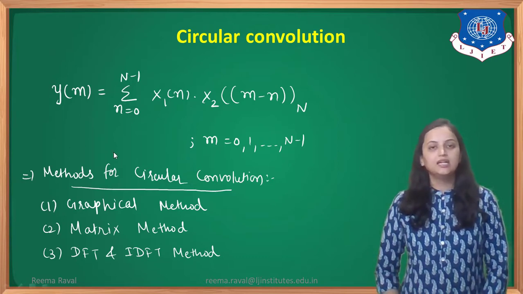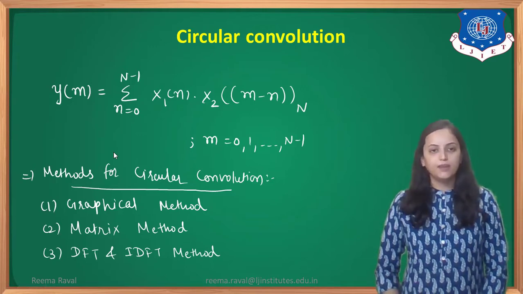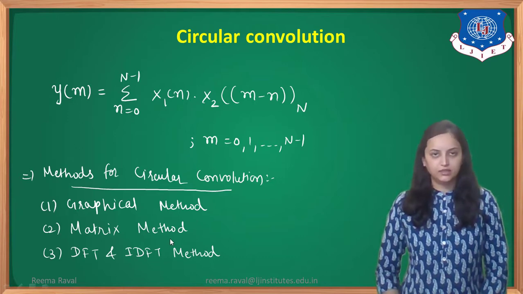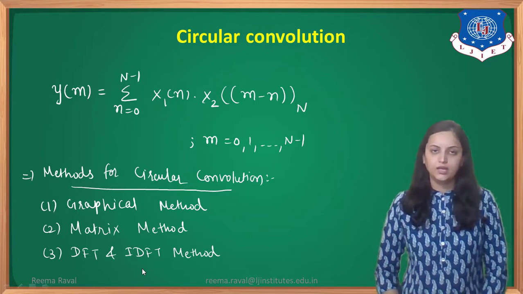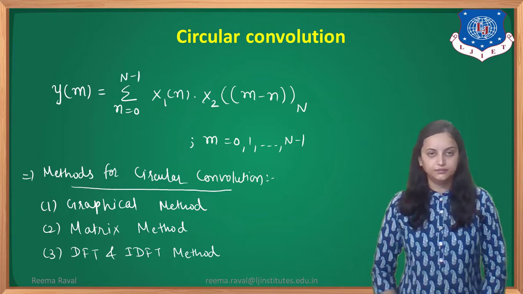Now there are basically three methods for finding the circular convolution. The first method is the graphical method. The second method is the matrix method. And the third method is the DFT and IDFT method. In this section, we are going to see the first one, the graphical method.